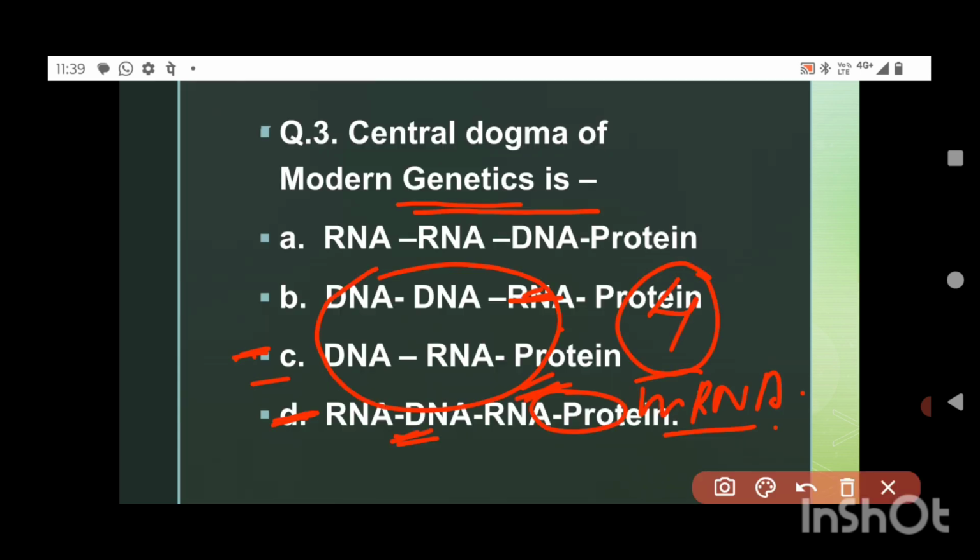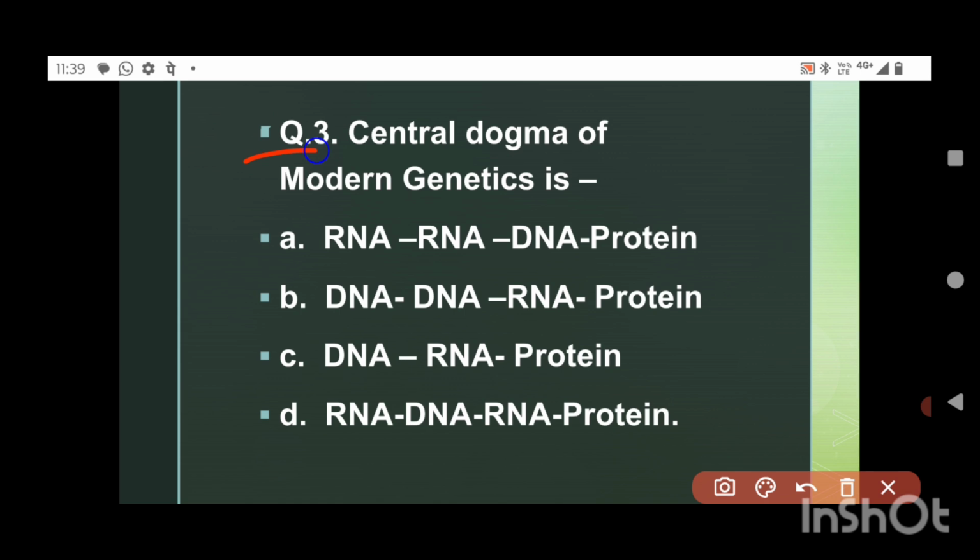In question number 3, it is given that the central dogma of modern genetics is: option A, RNA to DNA to protein; option B, DNA to RNA to protein; option C, DNA to RNA to protein; and option D, RNA to DNA to RNA to protein. So the correct sequence of the central dogma in modern genetics is DNA to RNA to protein. Now the explanation part.